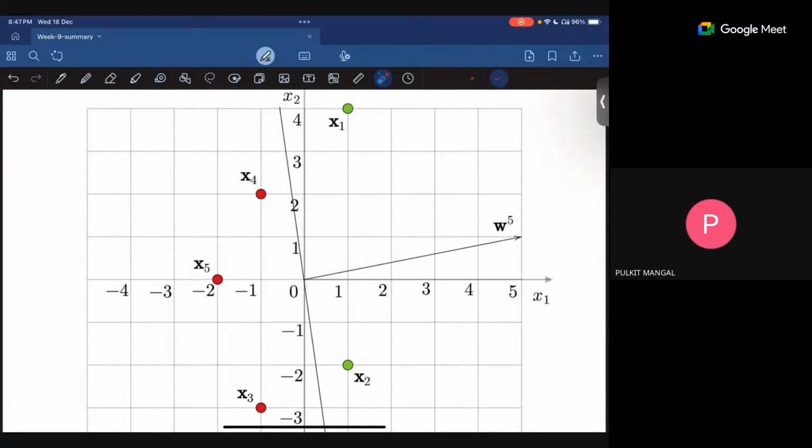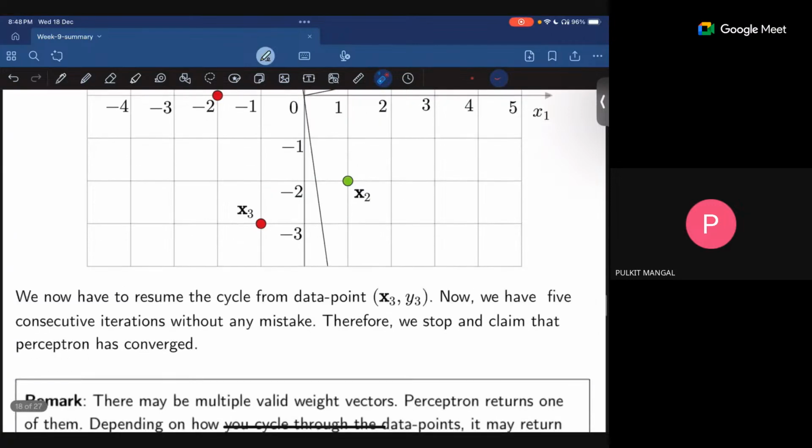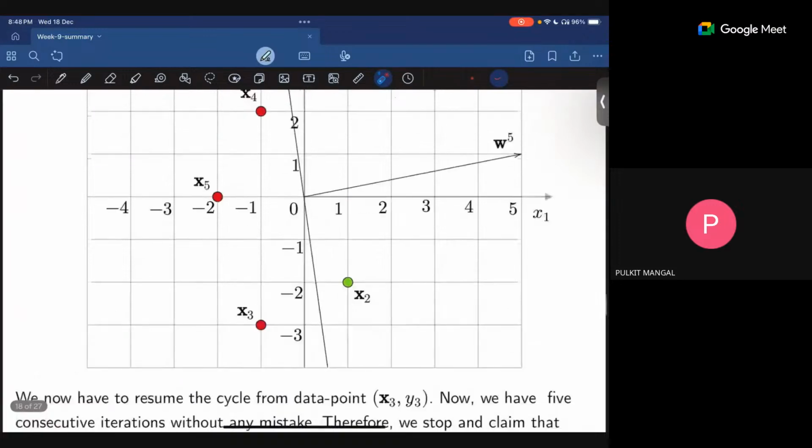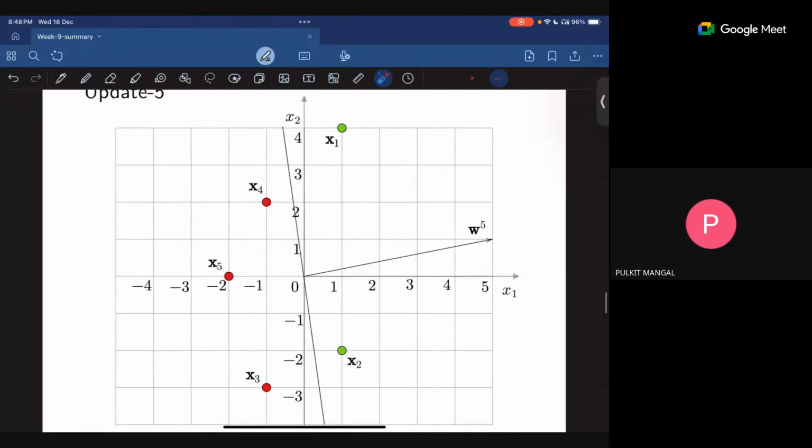Now, even though we can see geometrically that it is correctly predicting all the data points, to terminate our perceptron we have completed till x2, so we'll resume the cycle from x3, and we have to again come till x2. Only then, as we will not encounter any mistake, we will conclude that our algorithm has terminated. So this was one full example, and some conclusions that we made.